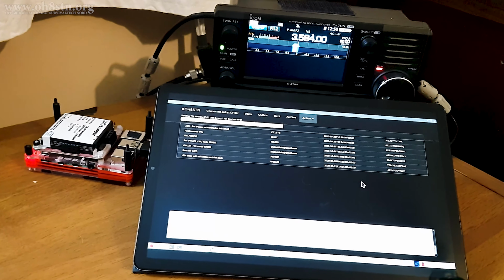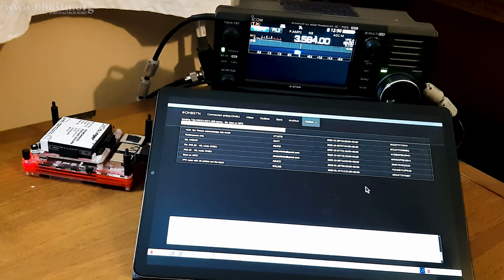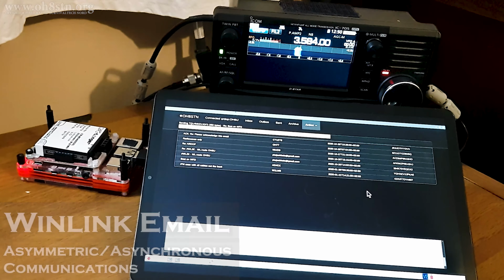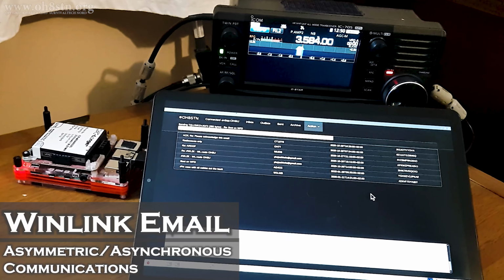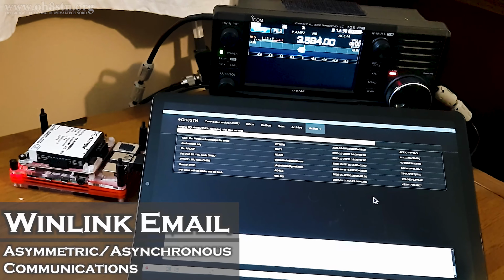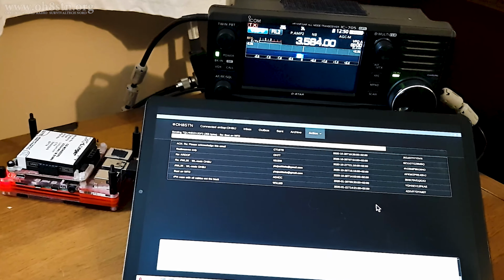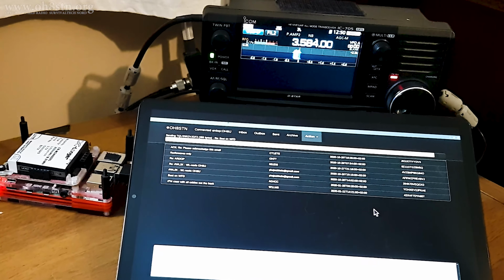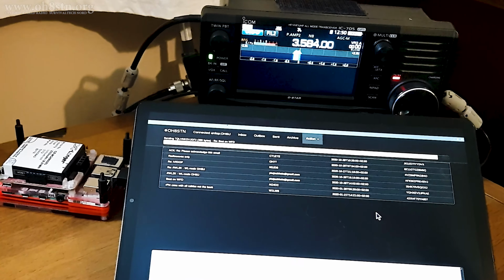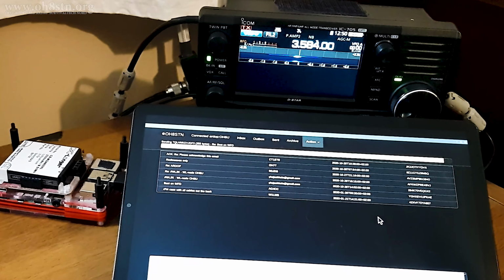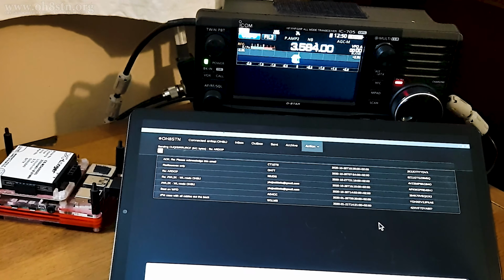Today we're talking about preparedness, but more specifically, asymmetric or asynchronous communications for preparedness. What you're looking at now is a Winlink session, and more specifically, Pat Winlink running on a Raspberry Pi with the ICOM IC705 QRP radio and the Samsung Galaxy S5e tablet acting as a wireless screen.